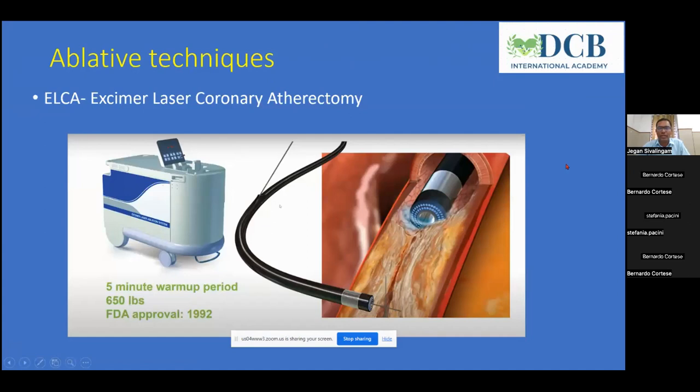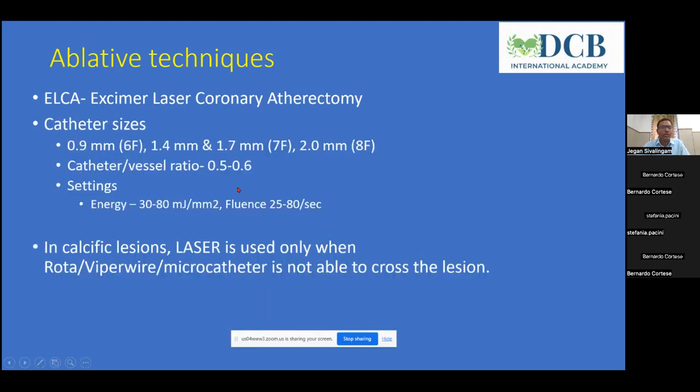So next is a laser. It's excimer laser coronary atherectomy. This was approved in 1992, and it was mostly used in thrombotic lesions. Here it is a fiber optic cable, which has many laser emitting fibers. It is available in various sizes: 0.9 millimeter, which is 6 French compatible; 1.4 and 1.7, which are 7 French compatible; and 2 millimeter catheter, which is 8 French compatible. The same as rotablation, the catheter to vessel ratio is 0.5 to 0.6.